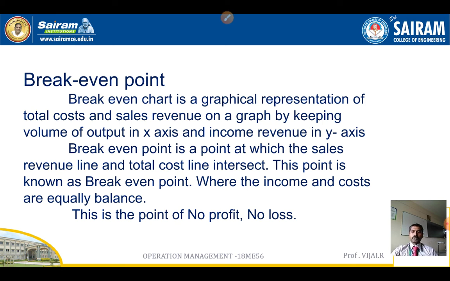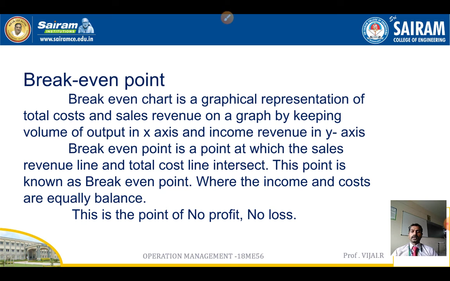It's a representation of the total cost and the sales revenue. So when we are drawing the total cost line and the sales revenue line in a graph, keeping volume, the output of volume, on the x-axis, and cost, that is the income, on the y-axis. So we keep the x-axis horizontally and the y-axis vertically with the variable revenue there, then we draw the graph.